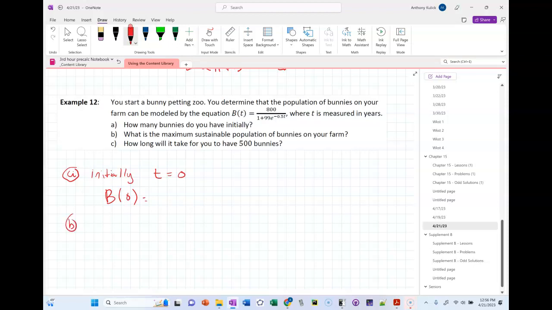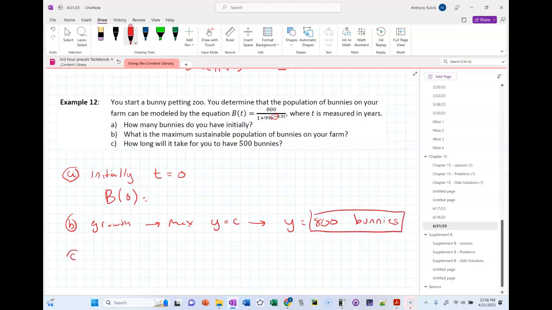Part B is the maximum sustainable population. So again, I noticed that because the exponent of my E is negative, I know this is growth. So the maximum is going to just be y equals c. And the c in this case is 800. And I guess those are bunnies. Cute little bunnies.